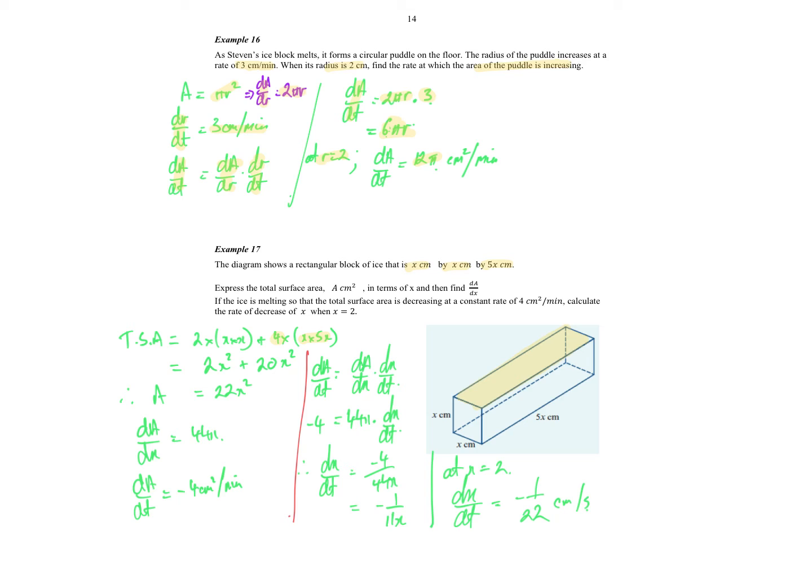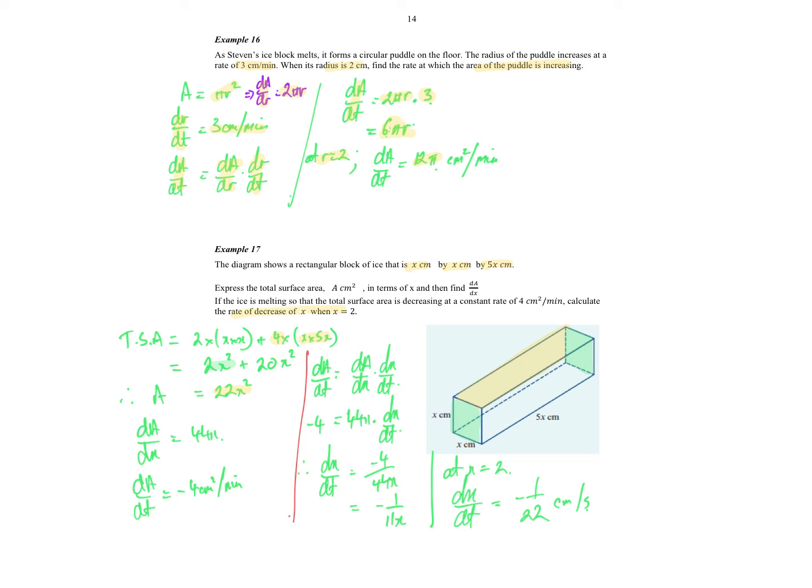And then obviously I've got that front face, which is a square, and I've got this back face. So I've got 2 of those that are x by x. So I've got 2x squared, which means my total area adds up to 22x squared. So that's the area of my shape.